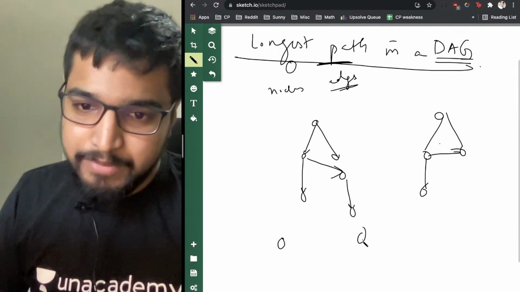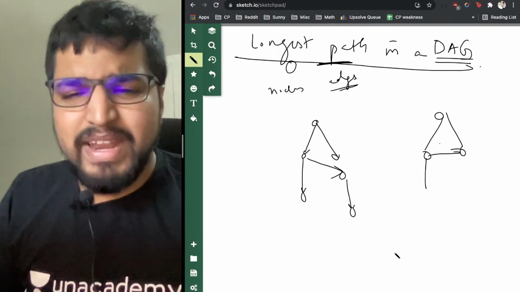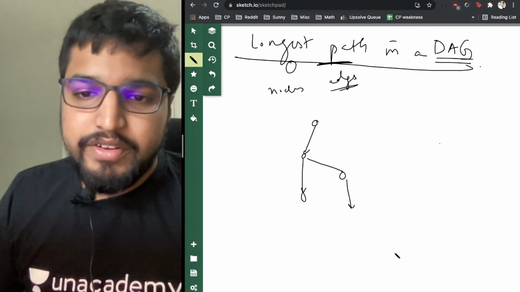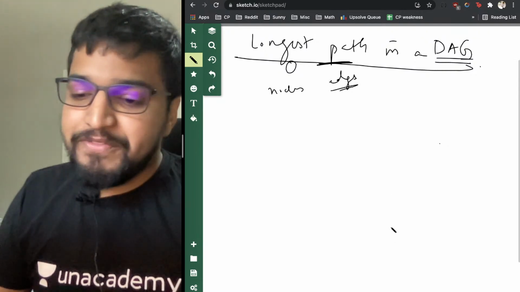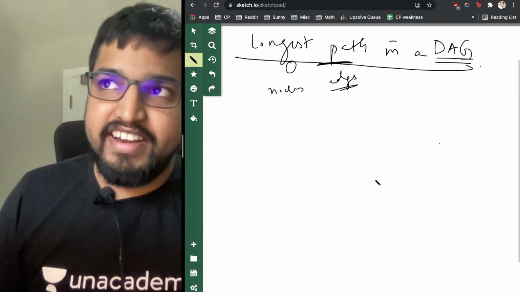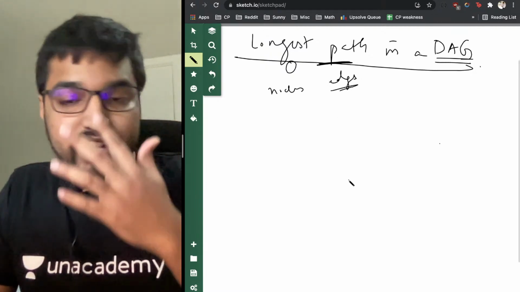Empty graphs are also directed acyclic graphs. Okay, there are many cases. Now, what is the question? They want you to find the longest path in the directed acyclic graph. They also mention another condition, that there are no cycles here.